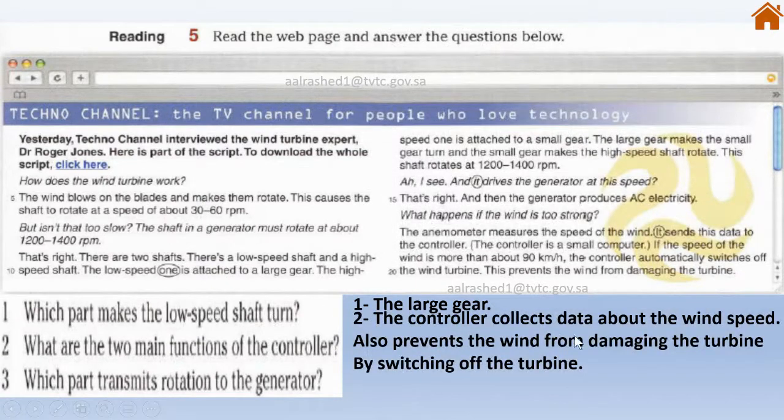Okay, the controller collects data about the wind speed, and also prevents the wind from damaging the turbine by switching off the turbine. Because this is the purpose of the controller, as you can see here. Or, which part transmits rotation to the generator? The high-speed shaft. Okay.